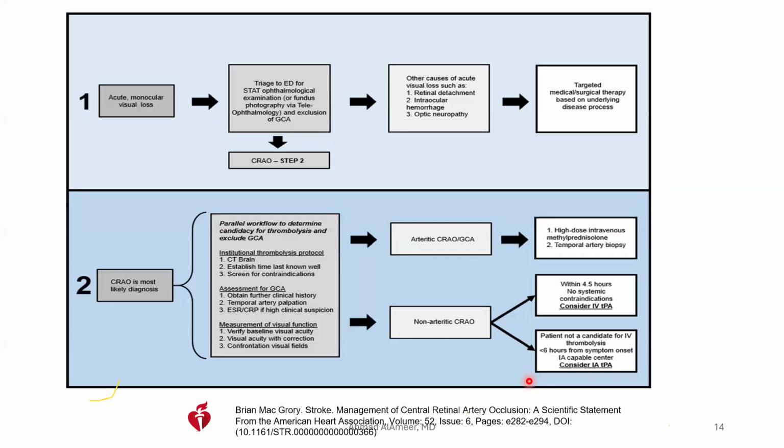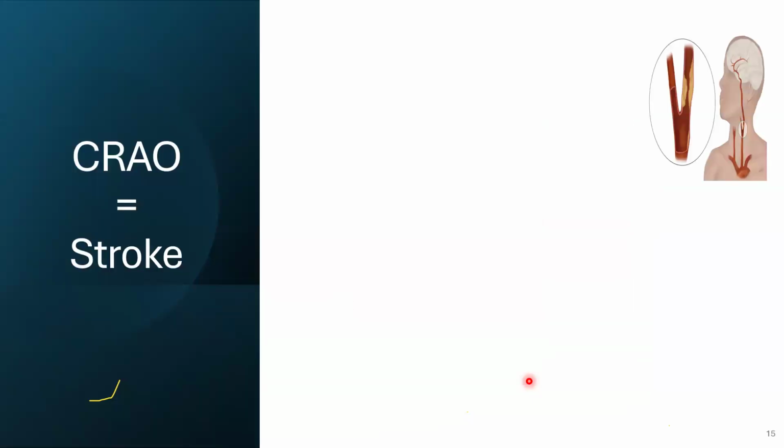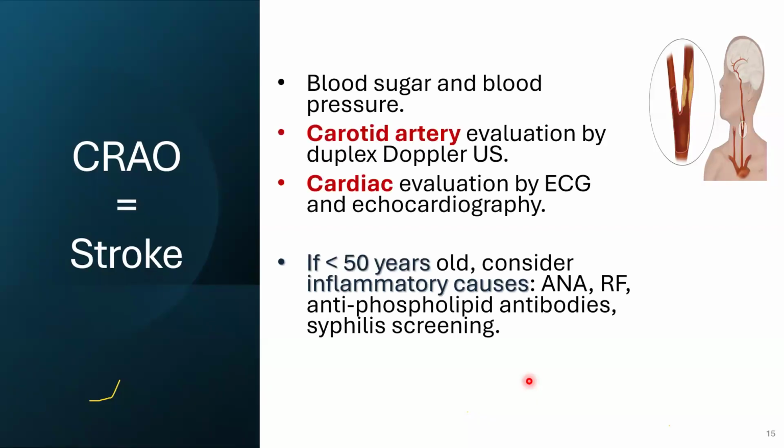So the patient needs to be admitted, and this is a stroke. Central retinal artery occlusion equals stroke. Not just an eye condition, it's a stroke. Clear? If you go away from this lecture understanding that CRAO equals stroke, it's more than enough for me. You need to work up the patient for blood sugar, blood pressure, and carotid artery stenosis by doing duplex ultrasound, and cardiac evaluation by ECG and echo. If the patient is less than 50 years old, consider inflammatory causes like SLE and infectious workup as well.